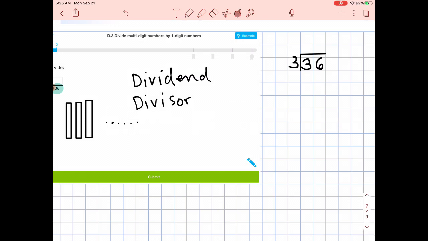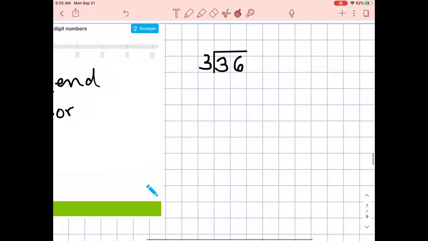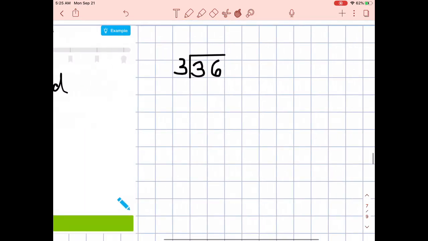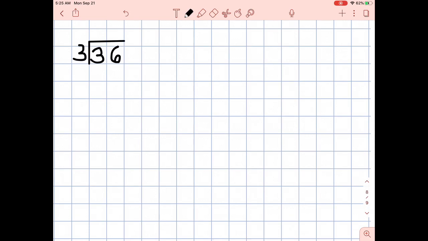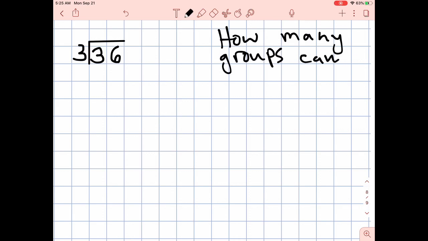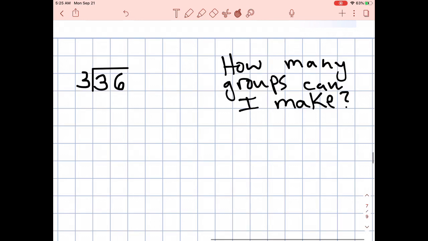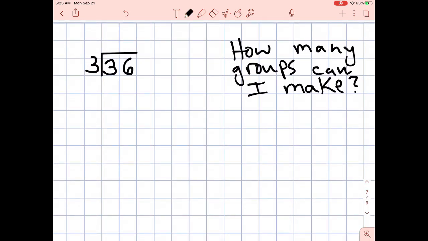So in long division, the first step is we ask ourselves a question. Go ahead and write this down in your notebook in case you've forgotten. We ask ourselves, how many groups can I make? If you need to pause it, go ahead. I would like you to write this in your notebook for this first example. How many groups can I make? How many groups of 3 can I make with 3?